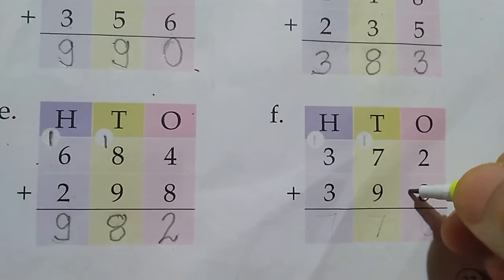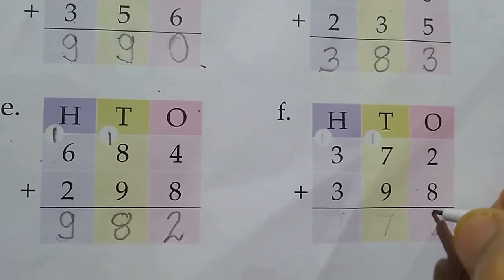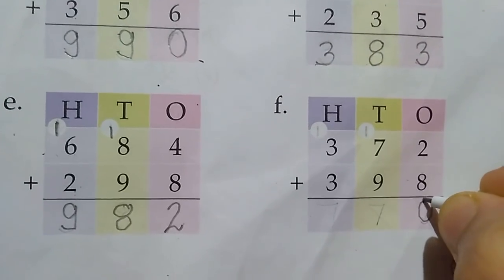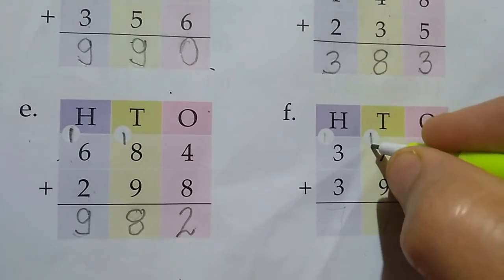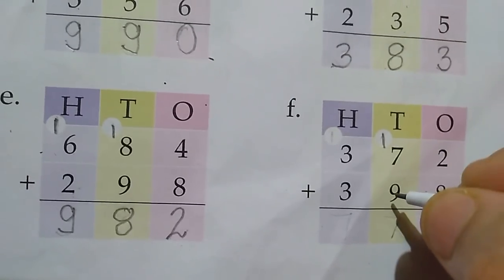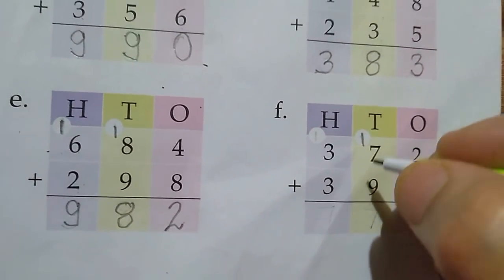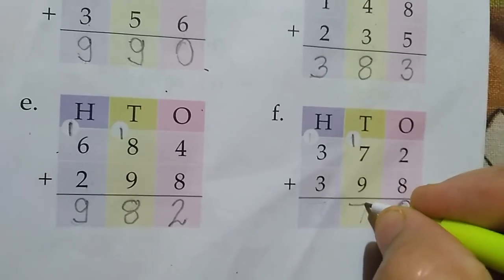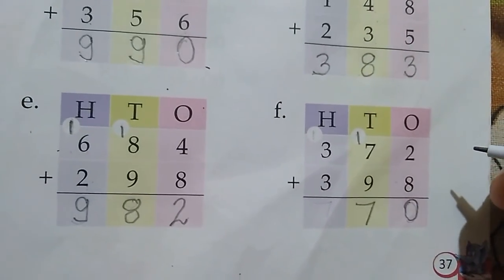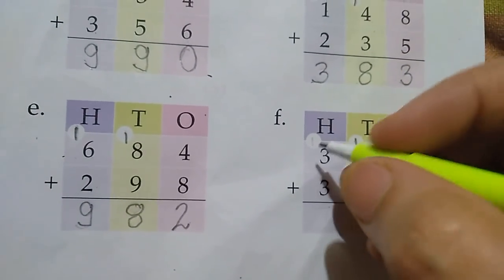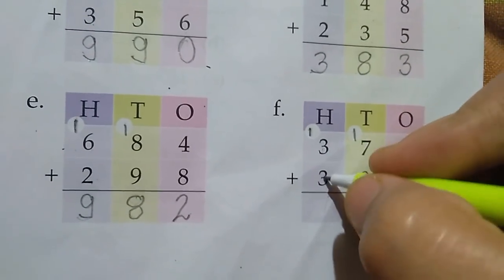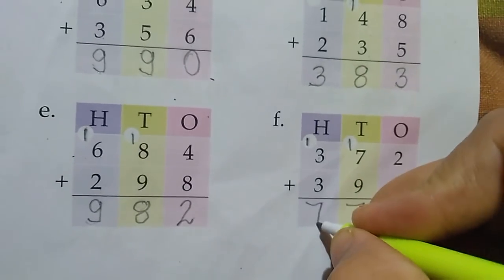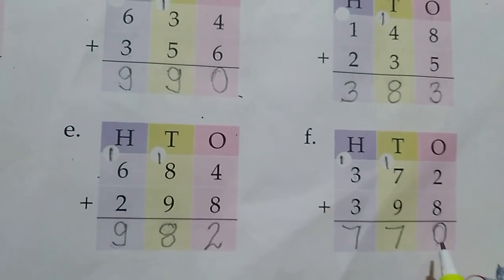2 plus 8 is 10. So we will write here 0 because 0 is at ones place in 10 and 1 will be carry forwarded. Now 7 plus 9 is 16 and 16 plus 1 17. So we will write here 7 and 1 will be carry forwarded. 3 plus 3 is 6 plus 1 carry 7. So our answer is 770.